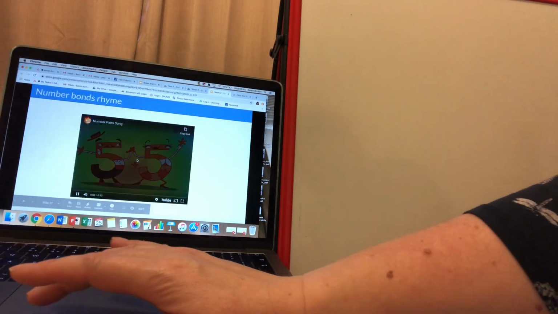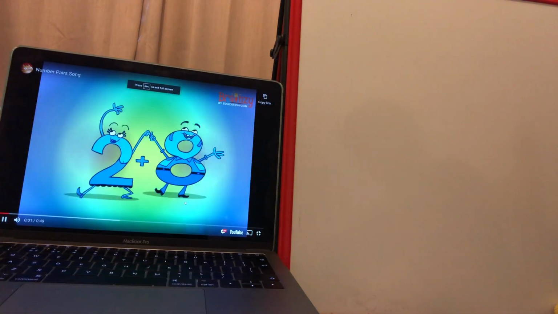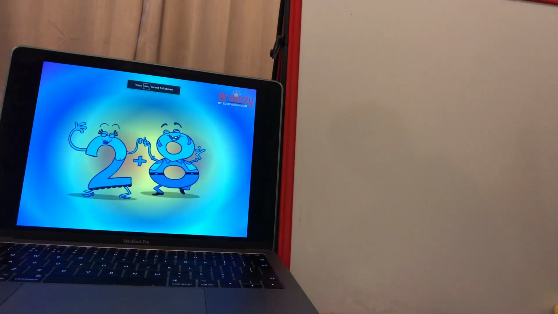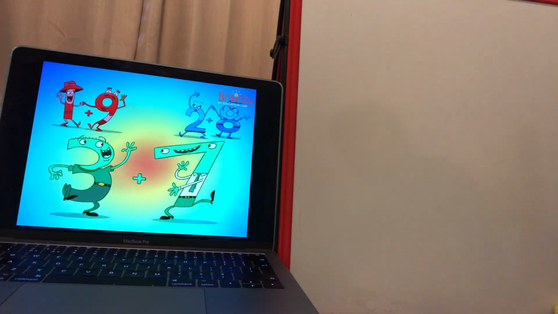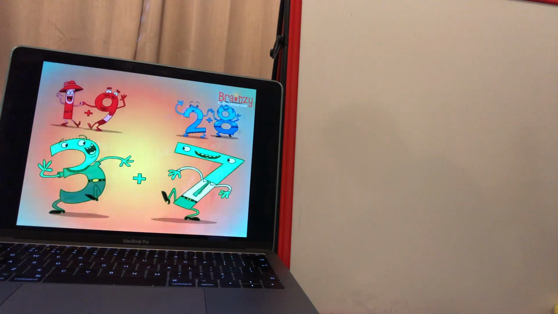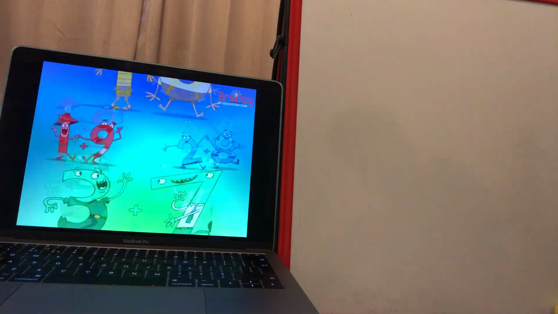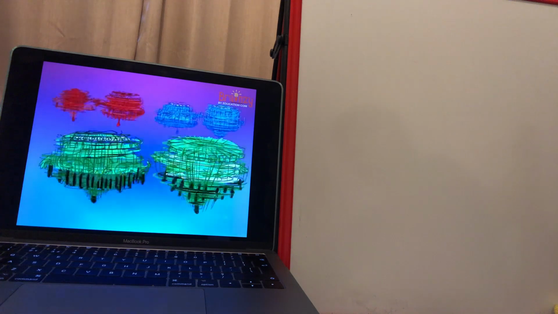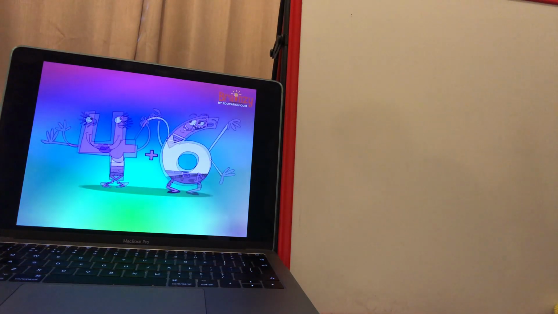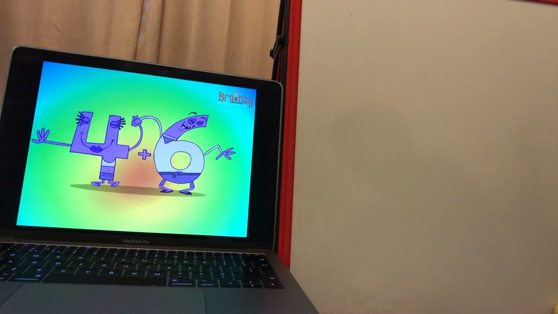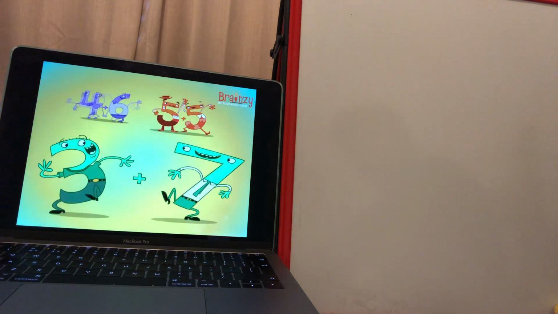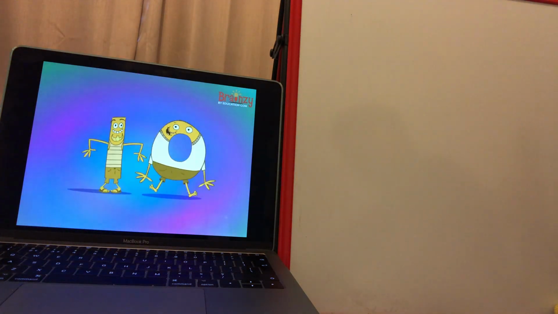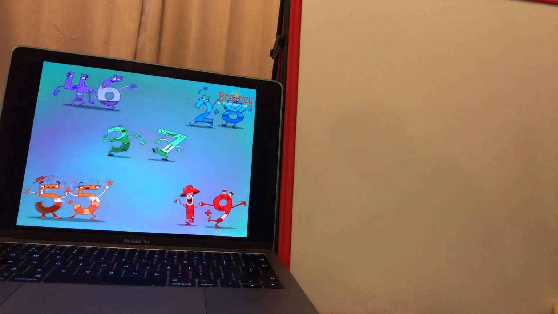1 and 9, 2 and 8, 3 and 7, number pairs that make 10. 4 and 6, 5 and 5, 3 and 7, number pairs that make 10.